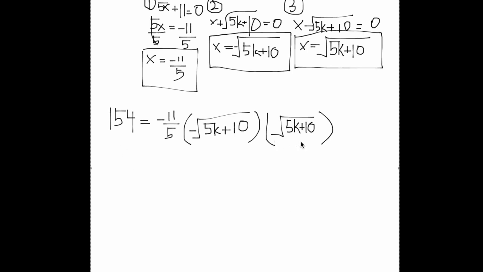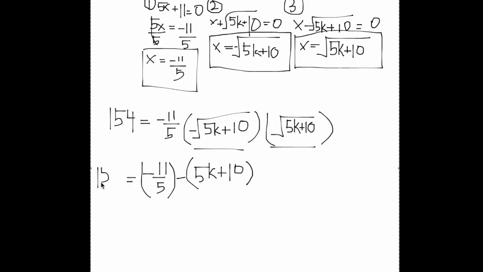So this is the form of the equation, and the first thing that catches my eye is these two square roots. If we multiply them together, we simply pull out the negative. If we pull out the square root, we just get 5k plus 10. The negative 11 over 5 in front stays, and the product is 154.